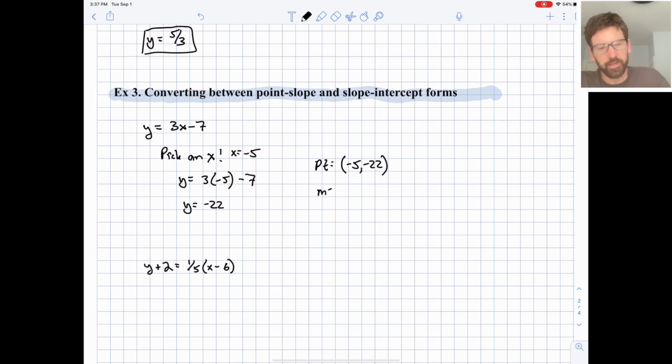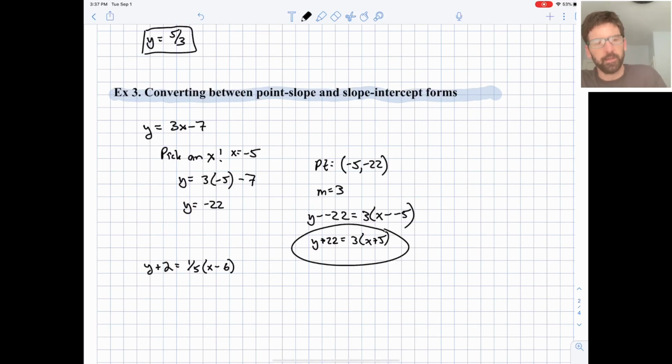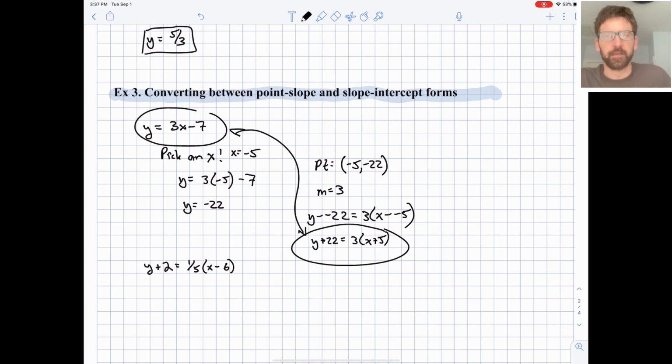Our slope, I hope you can see, is 3. So let's write out point-slope form. y minus a -22 equals 3 times x minus a -5. And let's just simplify a little bit. Okay, so those two equations represent the same line. They're just in different forms.